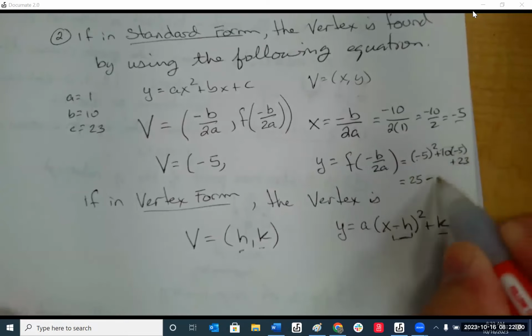Okay, so now since we know the vertex, let's pretend we're drawing a graph here. The vertex is at negative 5 and down 2. So there's a vertex. A is 1, so it opens up like this. Negative 5, negative 2. We know the y-intercept is at 23.